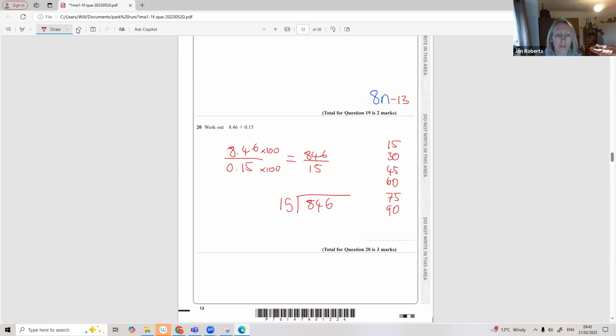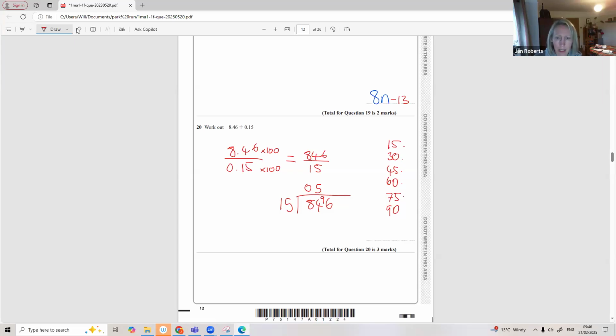Right, okay, how many 15s go into 8? Well, that's 0. 15s into 84: 1, 2, 3, 4, 5. What's your remainder? To get from 75 to 84, there's an extra 9, so put my remainder here.